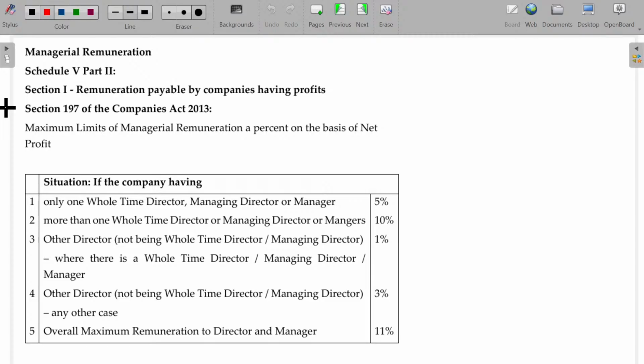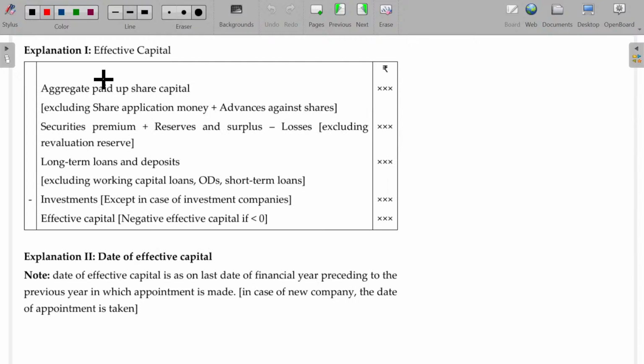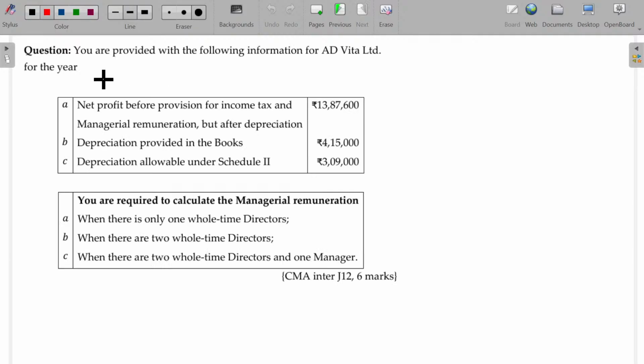Now we'll go for the managerial remuneration calculations. Managerial remuneration, Schedule number 5 and Part 2. Now, let's see. You are provided with the following information for AD Vita Limited for the year.